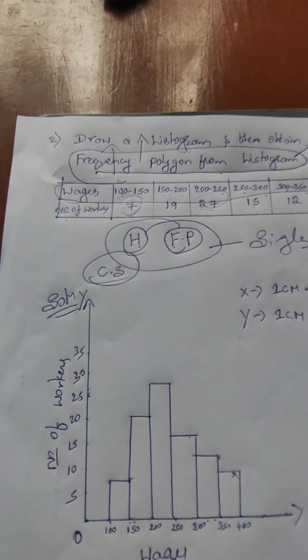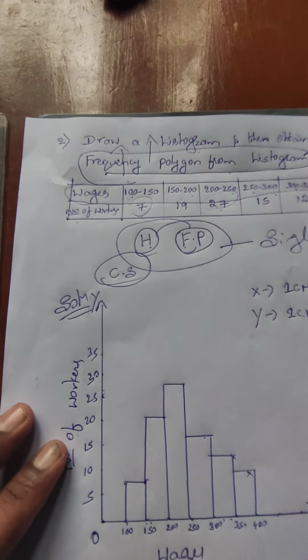Okay students, this is the way to draw a histogram. Next we have to identify the frequency polygon based on the histogram. After drawing the histogram, it's very easy to identify the frequency polygon. For 100 to 150, the number of workers is 7, which we already identified in the histogram. For the frequency polygon, we just have to draw one dark line, so we have to identify the midpoints.